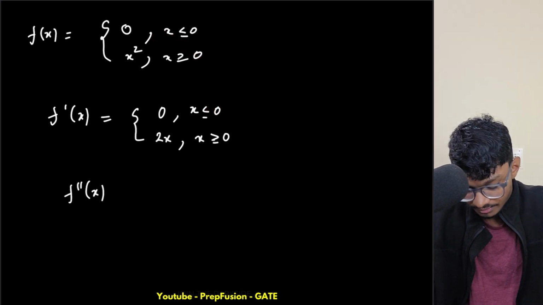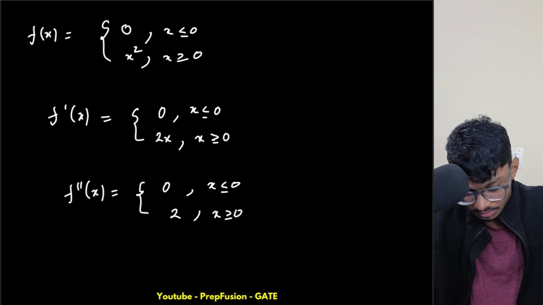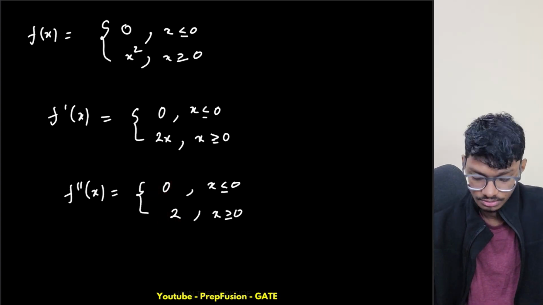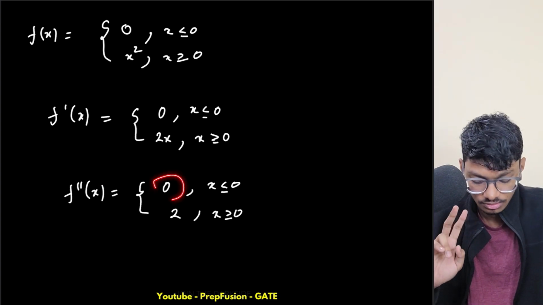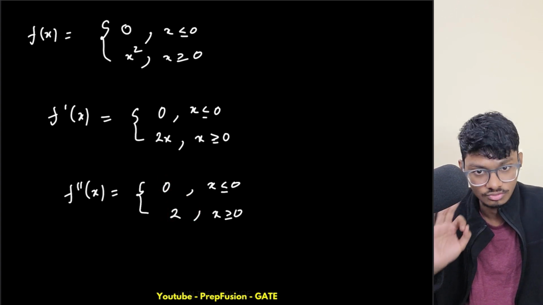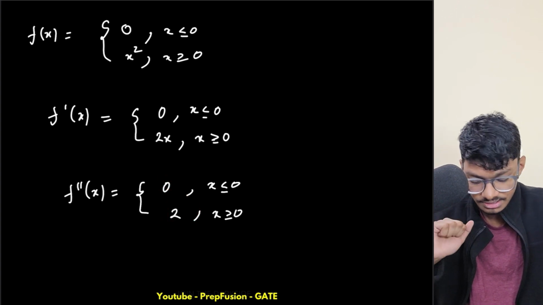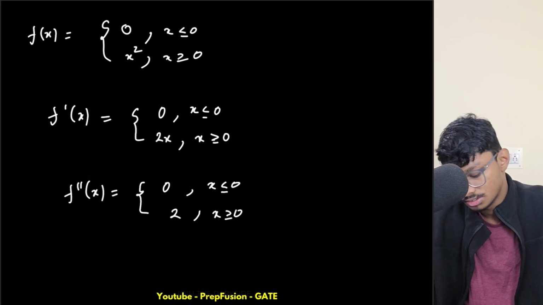Let's find the double derivative now. This is 0 still, for less than 0. This is 2 now, for greater than 0. So here we see a discontinuity at x equal to 0. This is saying 0, but this is saying 2. So there is a discontinuity, hence f dash of x is not differentiable. So from here you can understand.